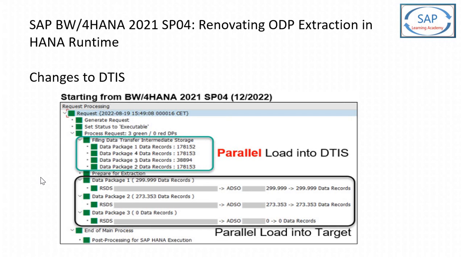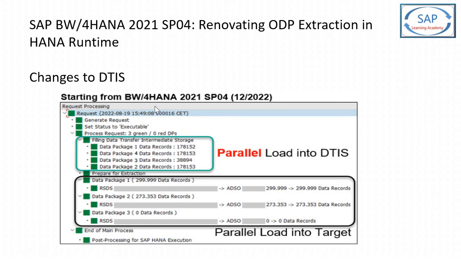In this tutorial, I'll be telling you about the main changes in SAP BW for HANA 2021 Service Pack 04, and this version was released recently in December 2022. And the main changes have been done in the area of DTPs, the data transfer intermediate storage. Here, the changes have been done in the extraction from the ODP.